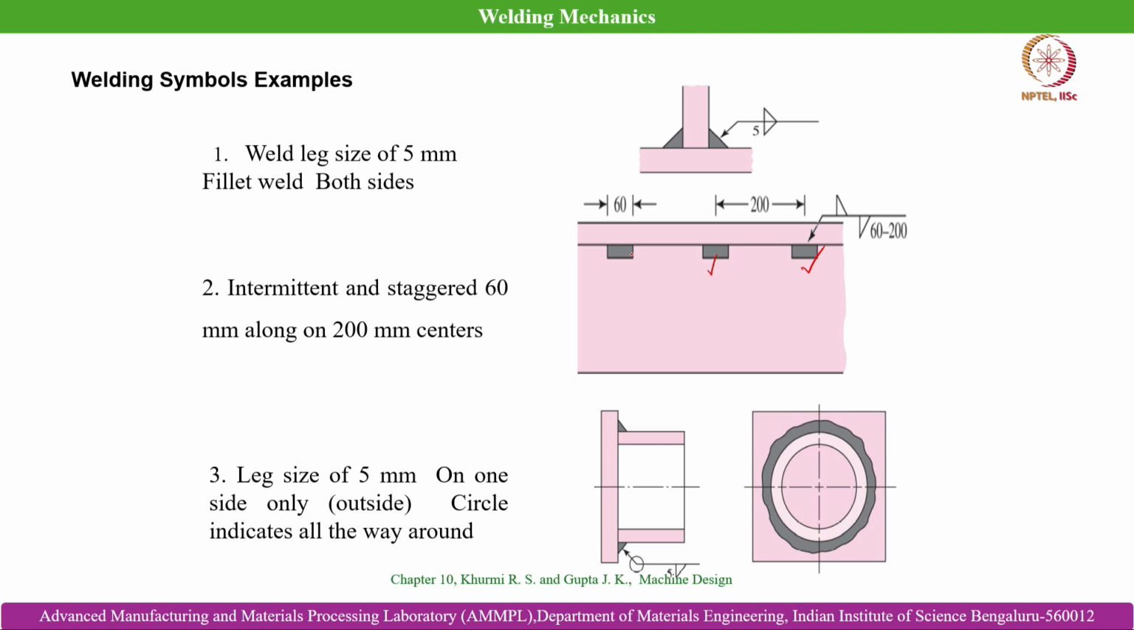The third one is a leg size of 5 mm on one side only, and the circle indicates all the way around. This symbol signifies that we need to join around the periphery, like I have drawn earlier, a hollow cylinder kept over a plate. It symbolizes that there has to be a joint around the periphery of the cylindrical part. Okay, so this is how we designate the weld joint.